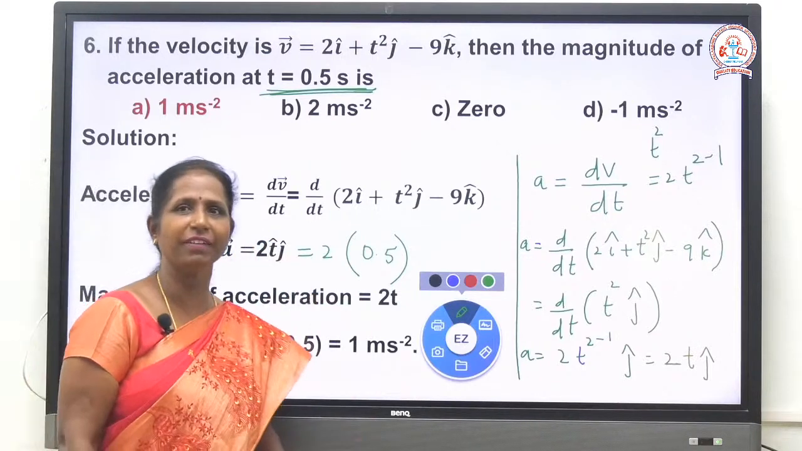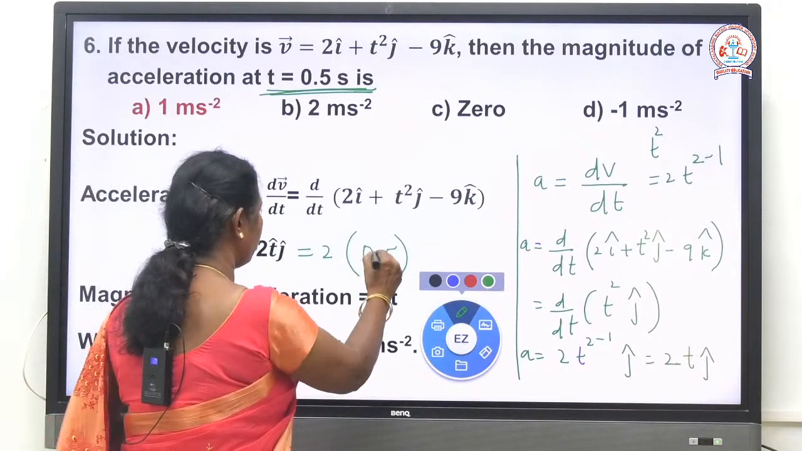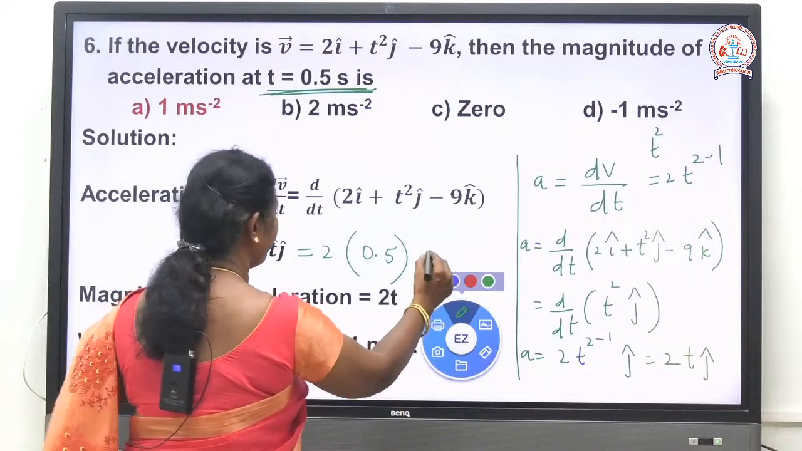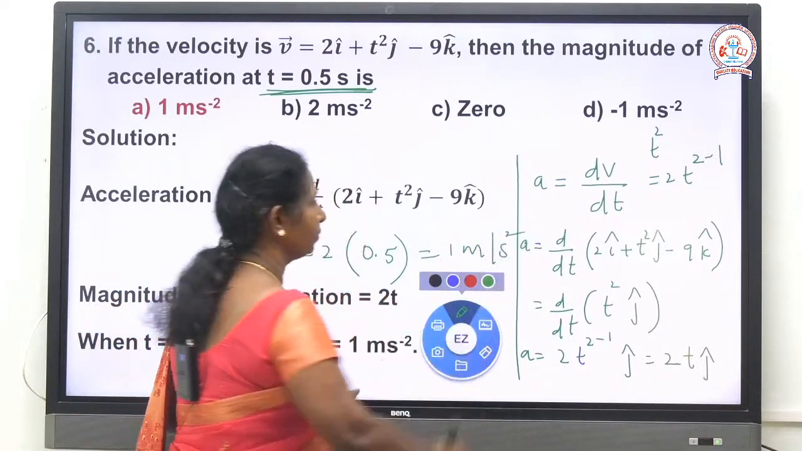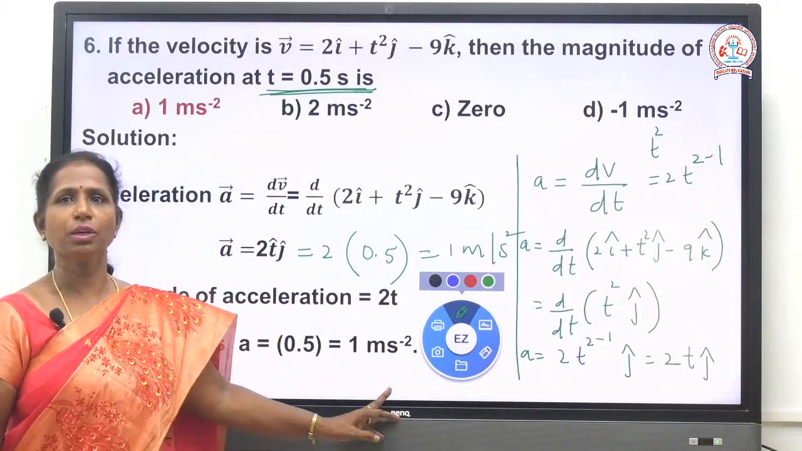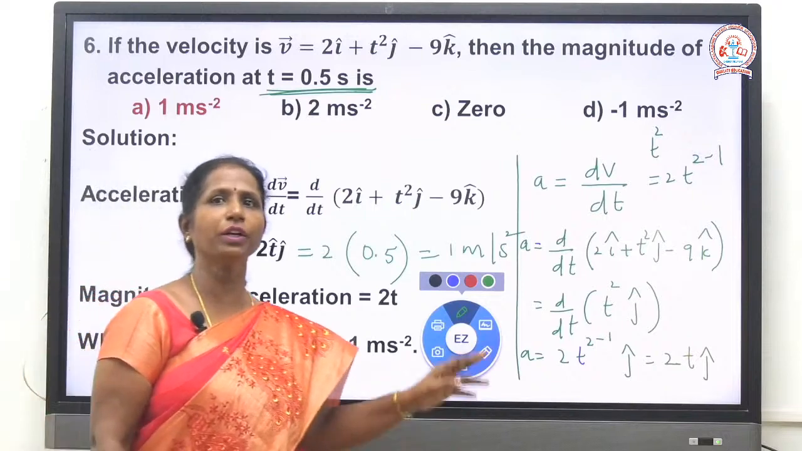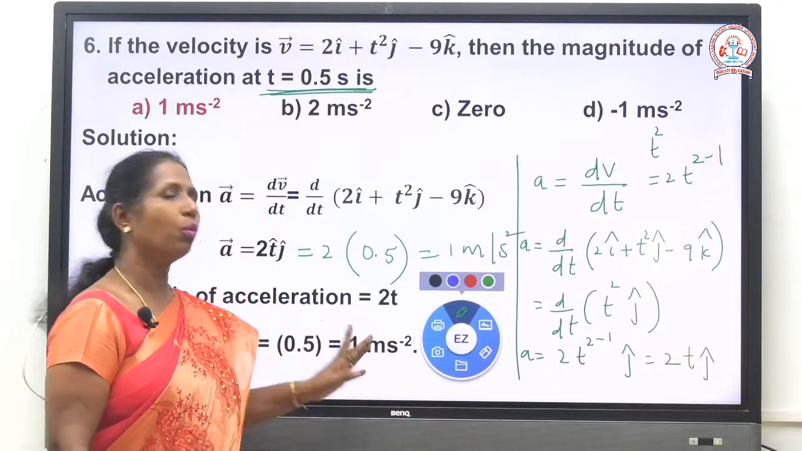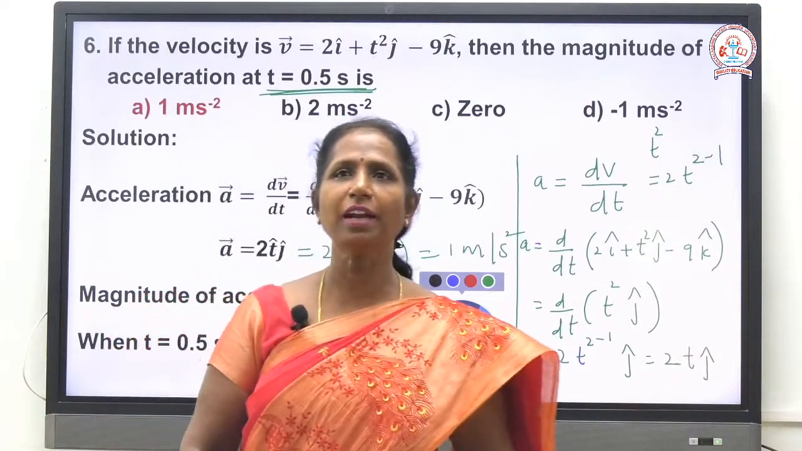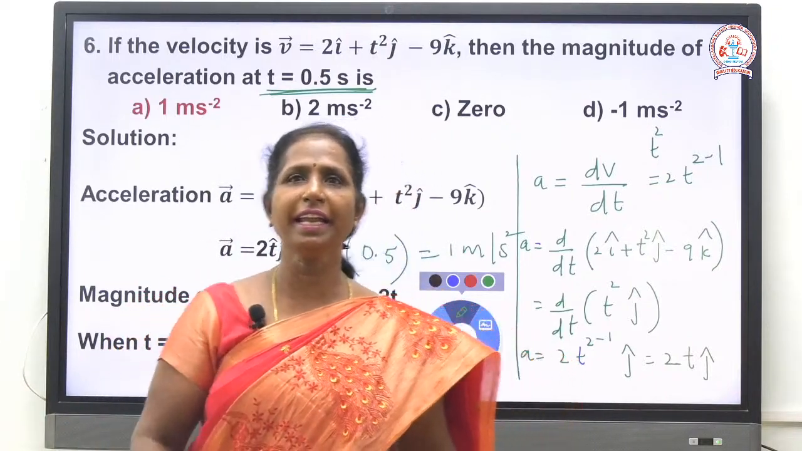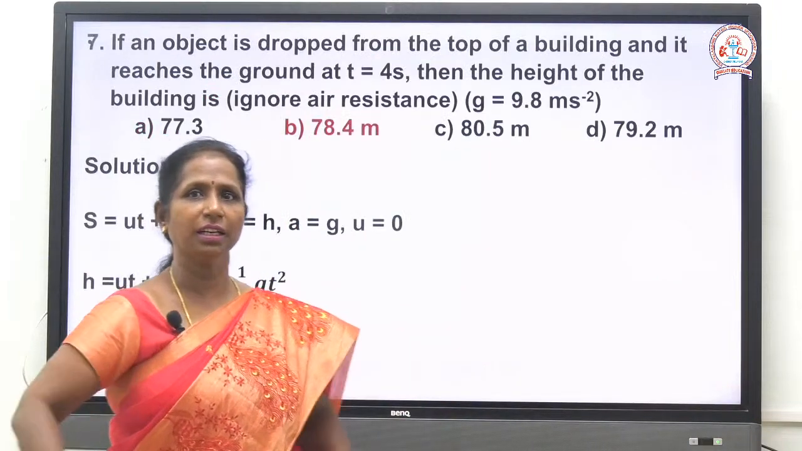Therefore we can neglect the j cap, since the magnitude alone is asked. 2 into 0.5 equals 1. So the magnitude of the acceleration is 1 meter per second square. Clear? So we have calculated the acceleration at t equal to 0.5 second. That's all about this sum.